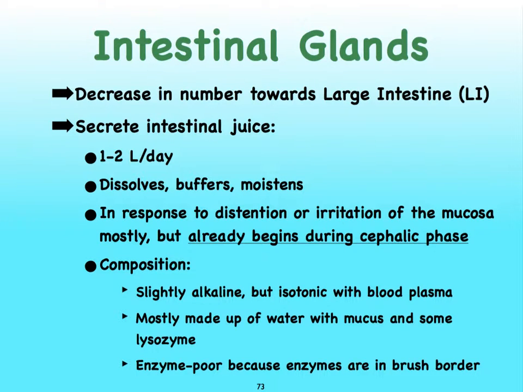Now, the intestinal glands, or the intestinal juice, I should say, is slightly alkaline, so a pH slightly higher than 7, but it's not so high that it's not isotonic with the blood plasma. So it's almost the same pH as the plasma of our blood. It is very rich in water and mucus with some lysozyme in it. But this intestinal juice does not really have much of any enzymes.